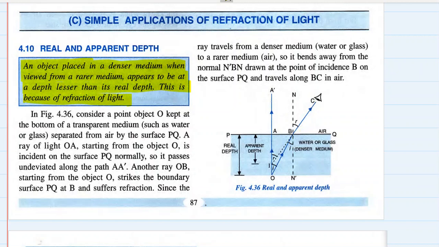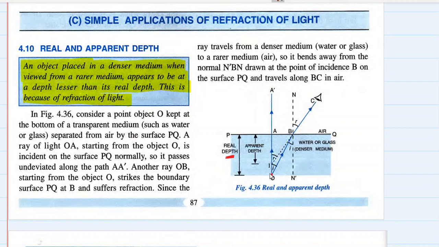For example, in this figure which you see in front of you, there is an object which is placed at a point O. So this depth which you see over here is the real depth of this object, from the surface till where the object is kept. This is the real depth.